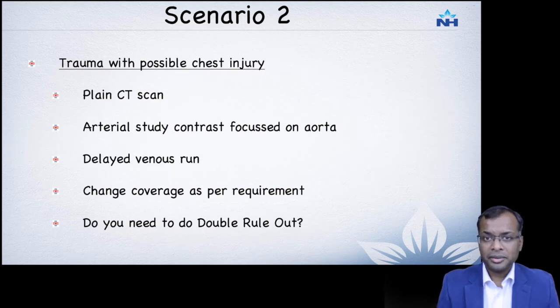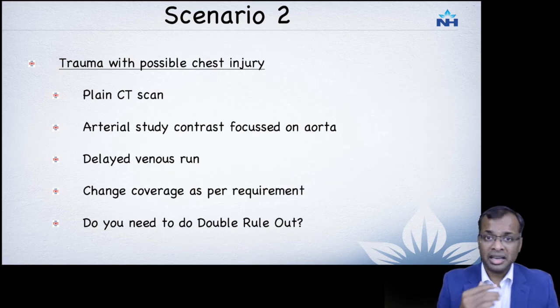The second scenario in the emergency department that you may come across is a trauma scan, and there may be suspected lung injury. In this scenario, you want to do a plain CT scan first. Do not skip this step. Second one is to do an arterial study with a contrast focused in the aorta. So trigger off in the aorta, okay? But you also want some contrast in the pulmonary artery.